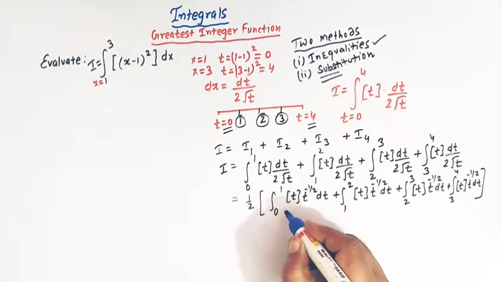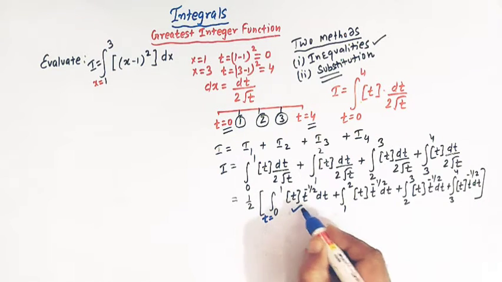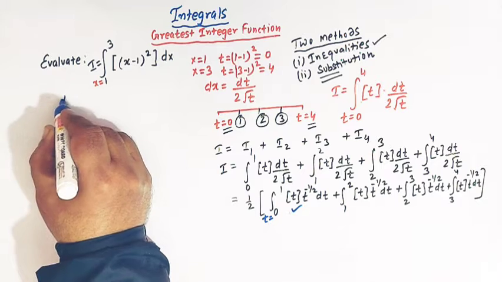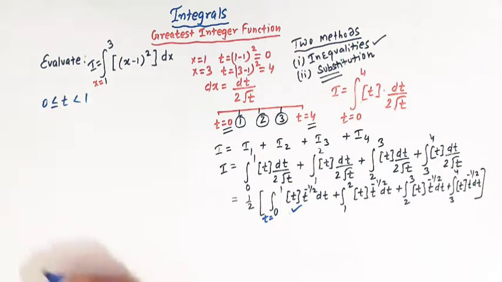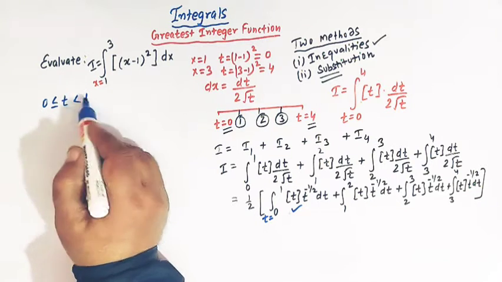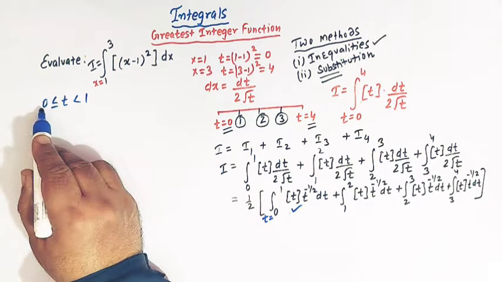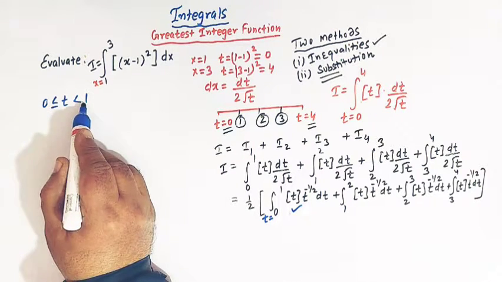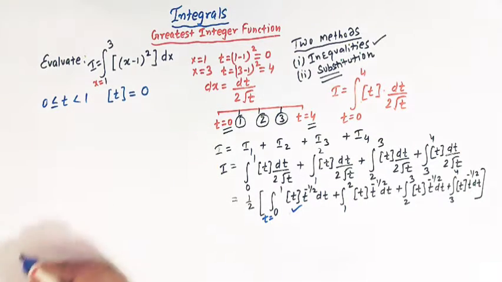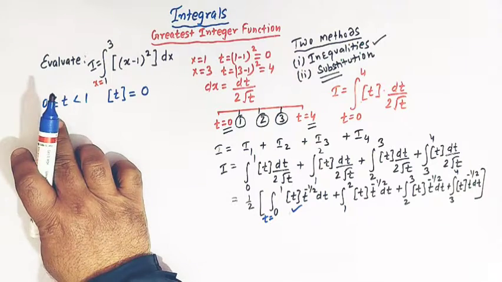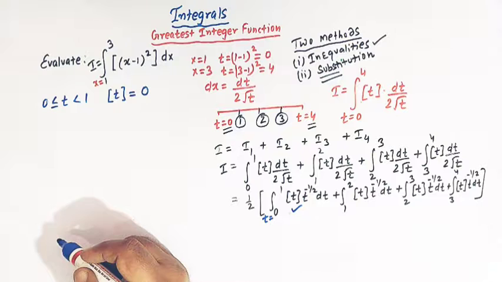So now let us take the first integral. Now see here, t varies from 0 to 1, so t lies between 0 and 1. And from the definition of the greatest integer function, we know that when t lies between 0 and 1, then the greatest integer of t should be equal to 0. This is the straight definition of the greatest integer function.